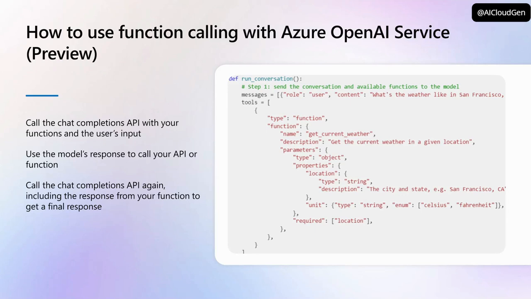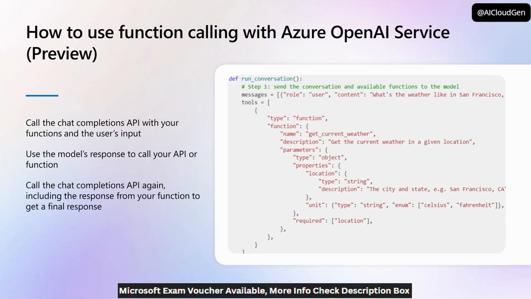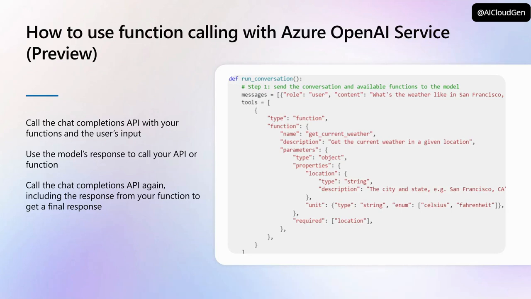You can just call the chat completion API with your functions as well as with your user input. And you can also use the model's response to call your API or function. And finally, you can call the chat completions API again to include the response from your function to get a final response. So basically, it doesn't need to be just an input getting an output. You can also intercept that with functions in between.